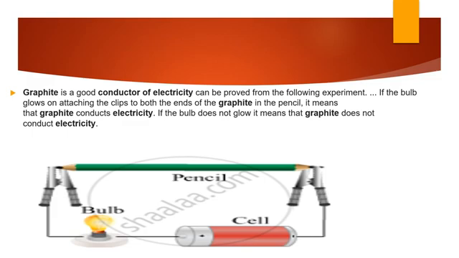Like a copper wire, how it can conduct electricity, in the house we are using cable wires. Inside we have copper. That copper is conducting electricity. Likewise, here also the graphite inside the pencil conducts electricity and then the bulb is glowing. So this is the experiment to prove that the non-metal graphite easily conducts electricity.